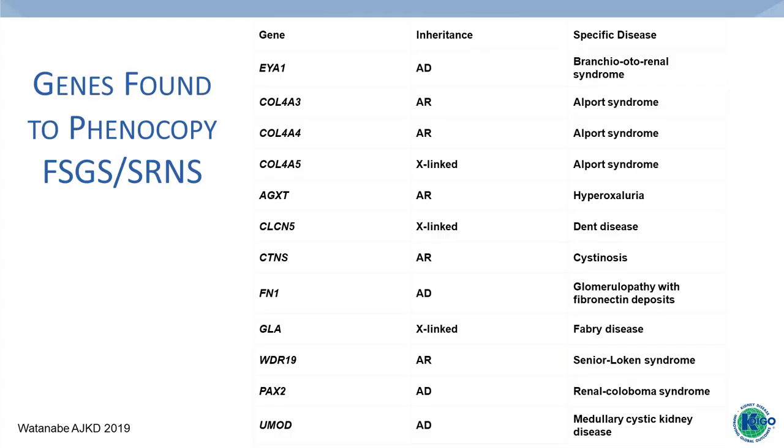In this cohort of children in the United States, the following list of genetic mutations were found in children that had a clinical diagnosis of FSGS. As you can see, there is a variety of different genetic diseases that were found, ranging from COL4A mutations, hyperoxaluria, Dent disease, cystinosis, Fabry's. And you can imagine how the overall outcomes and the treatment approaches of these children may have been altered having these diagnoses ahead of their histologic FSGS diagnosis.